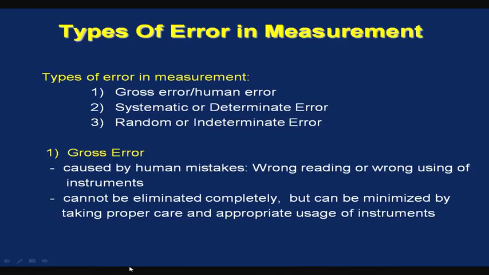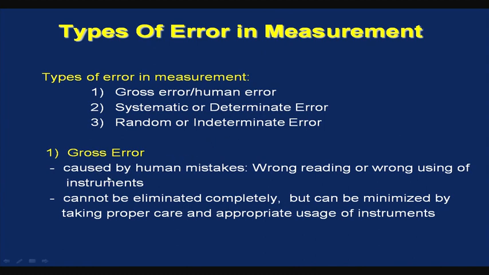Types of error in measurements. The types of error in measurement can be broadly classified into three categories. One, the gross error or human error. Two, systematic or determinate error, and three, random or indeterminate error. So, all the errors that can be involved in our measurement can broadly be classified into these three categories, namely gross error, systematic error and random error.